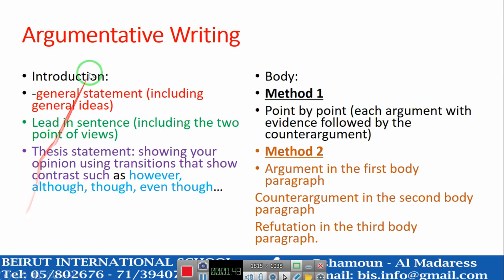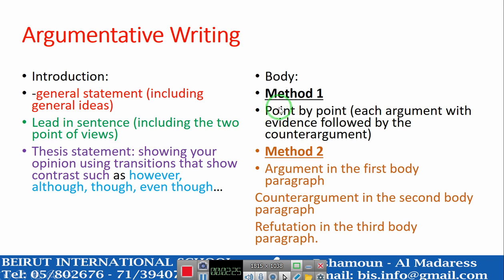First of all, the introduction, which includes a general statement, including general ideas. I put them in different colors so that you can easily see and differentiate among them. Lead in sentence, which includes the 2 points of view, and the thesis statement. The thesis statement shows your opinion using transitions that show contrast, such as however, although, even though, and on the other hand. So it's important and necessary, or we can say it's a must, to use transitions that show contrast in your thesis statement.